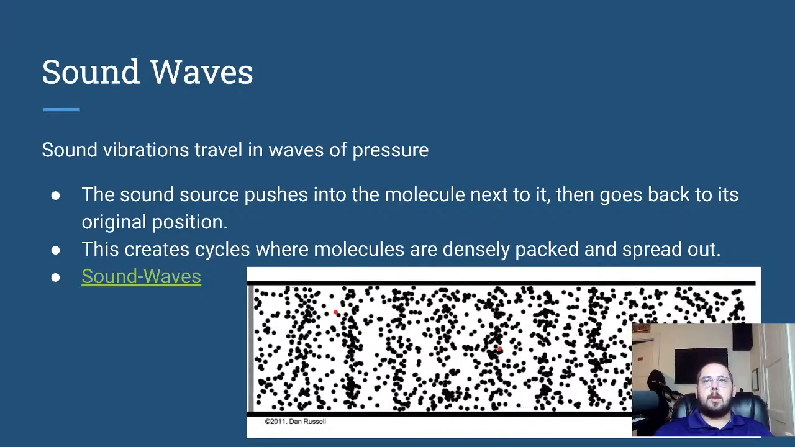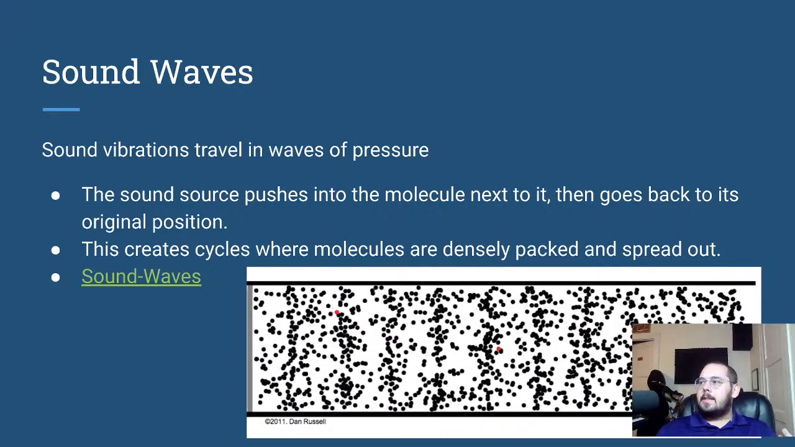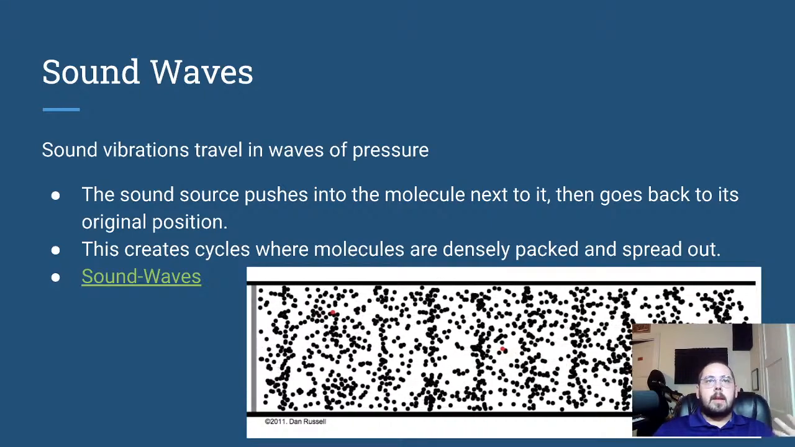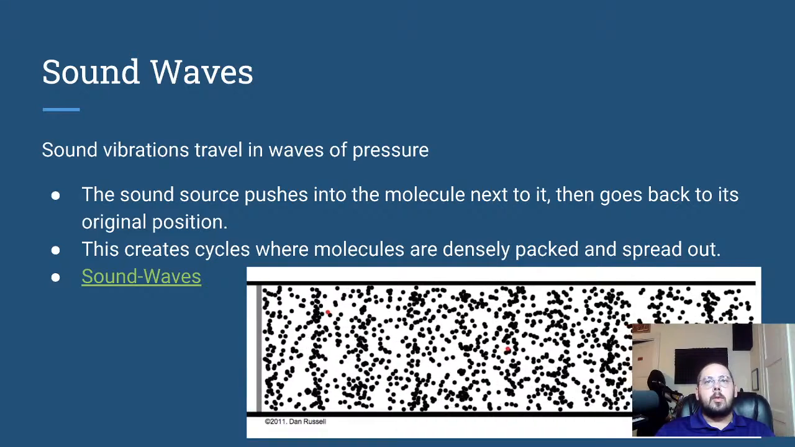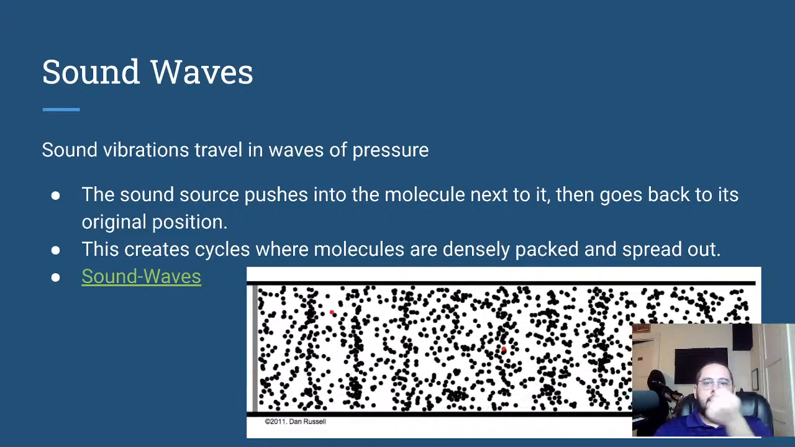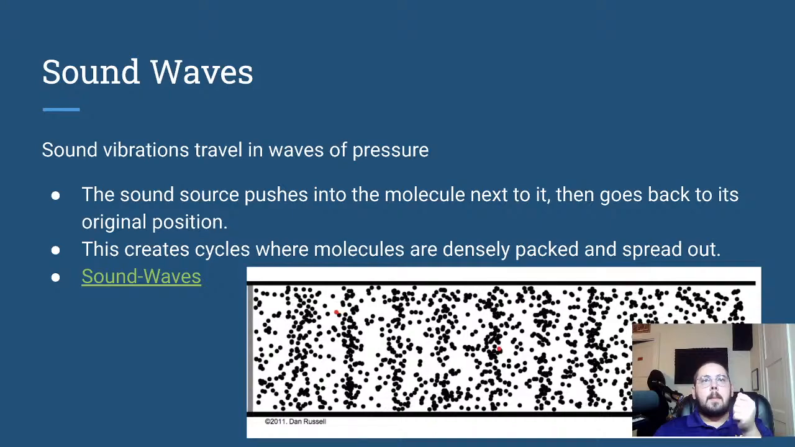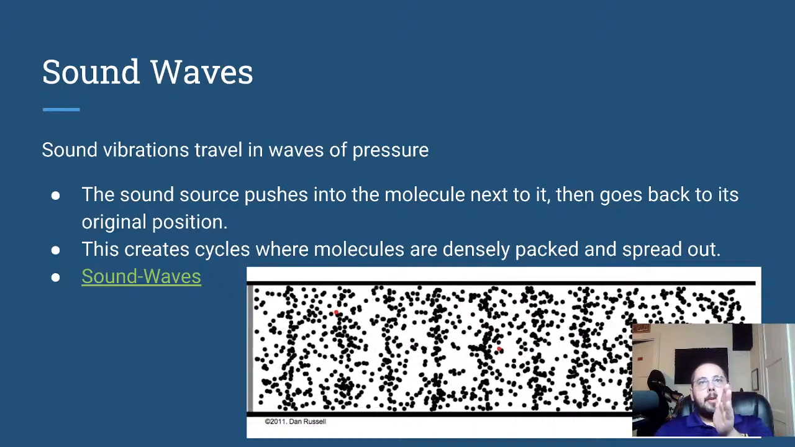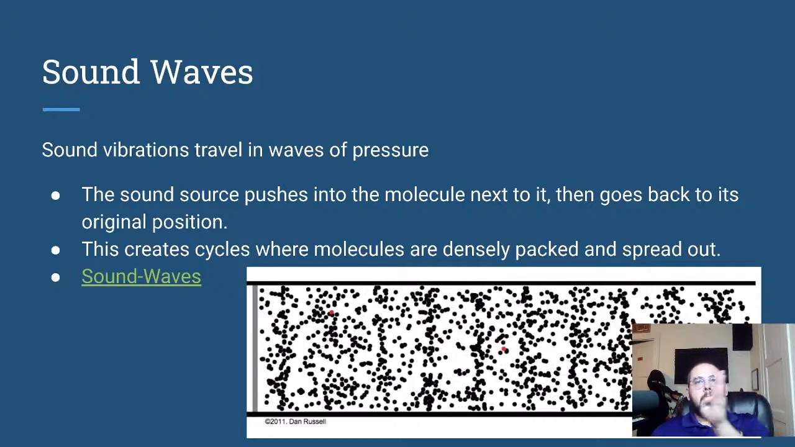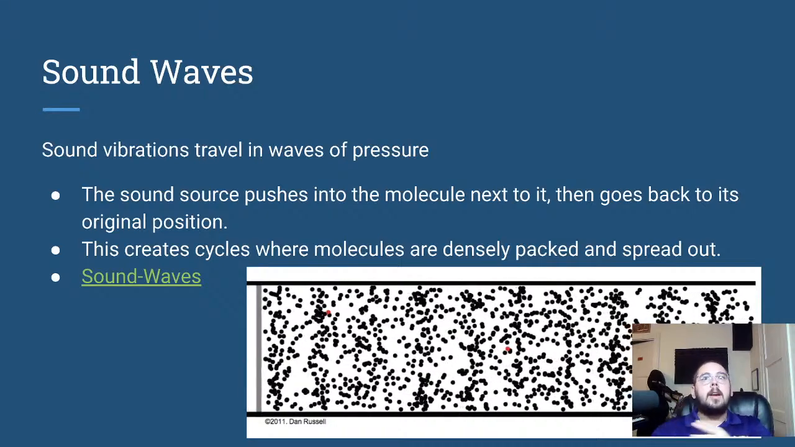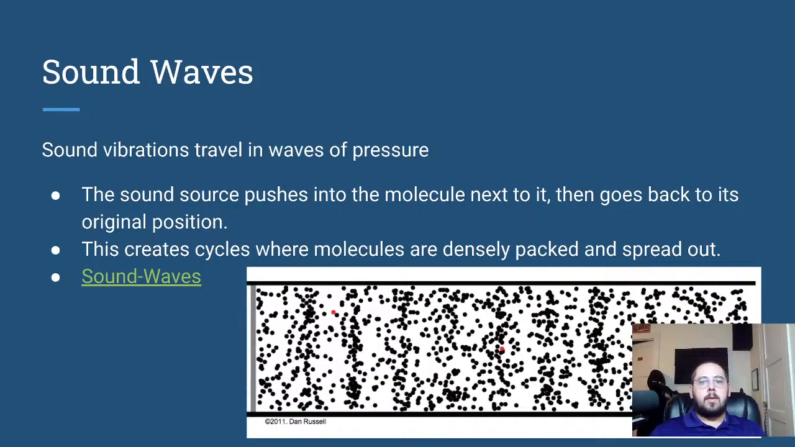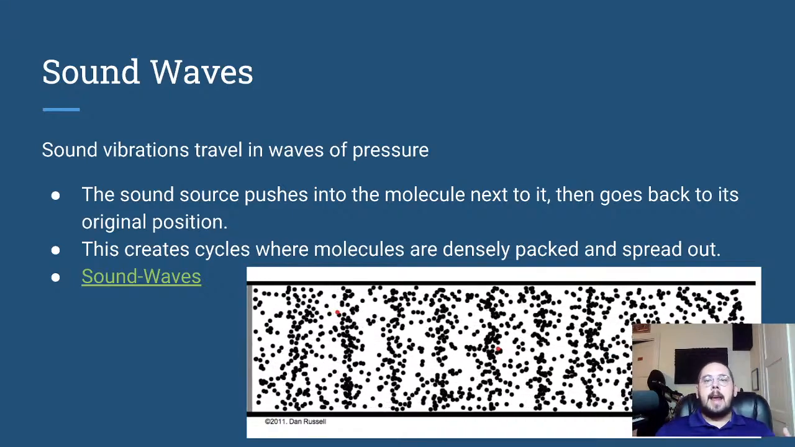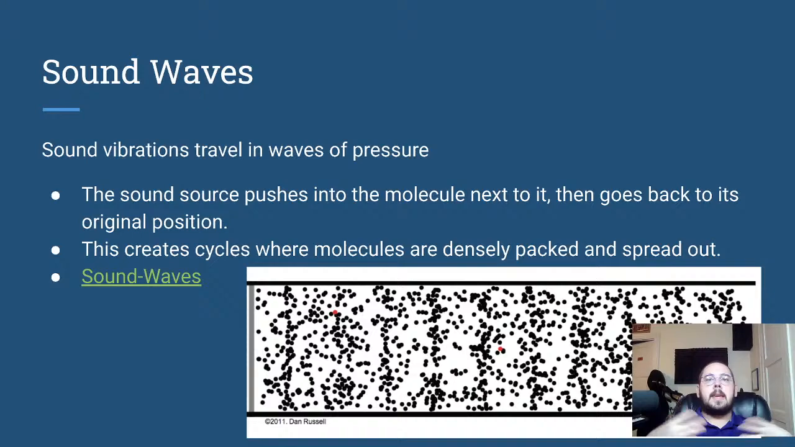In this case, we can assume it to be air. You can see these little red dots illustrating how the individual molecules are only moving back and forth a bit. It's just the fact that they're bouncing into other molecules, which in turn bounce into the next set and the next and so on, that these vibrations travel through the air, physically pushing the air all the way from me speaking to you listening.